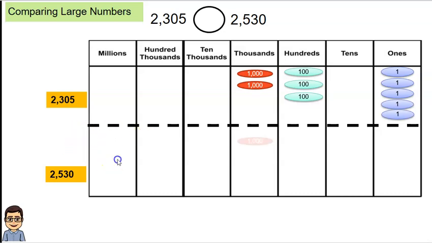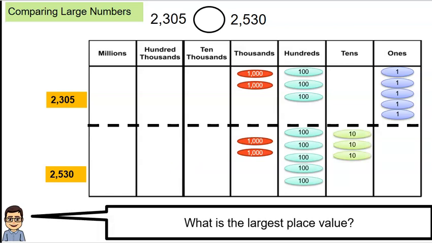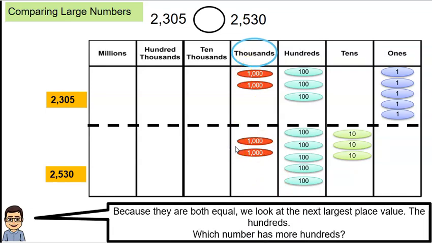And then I'll do the same thing down here. We have 2,000s, 500s, 3 tens, and no ones. So, which is the largest place value? It's the thousands place, right? So the largest place value is the thousands. Which number has more thousands? Hopefully you're paying attention and you can realize they have the same number of thousands, right?